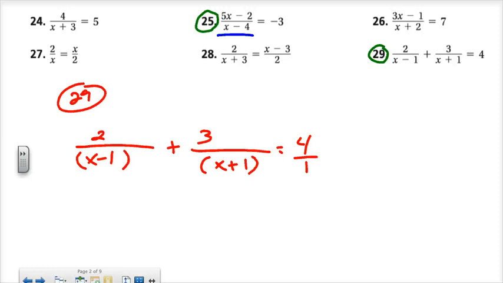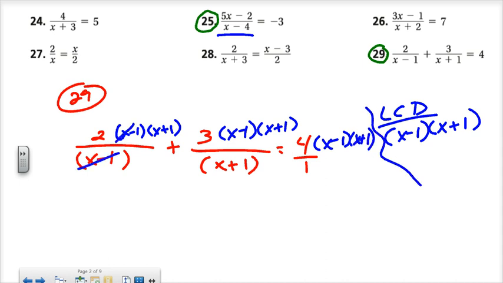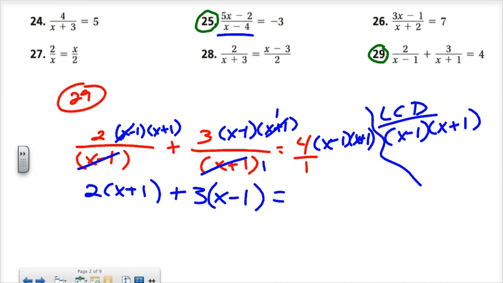So the next step is, let's find that LCD. Everything has to be there and to its highest power, so our LCD will be x minus 1 times x plus 1. And we are going to multiply all of our numerators all the way across by that LCD. Here, the x minus 1's will cancel out and we will get 2 times the quantity x plus 1. Here, the x plus 1's will cancel out and we will get 3 times the quantity x minus 1. And on this side, it's not going to cancel out because we had a 1 on the bottom.